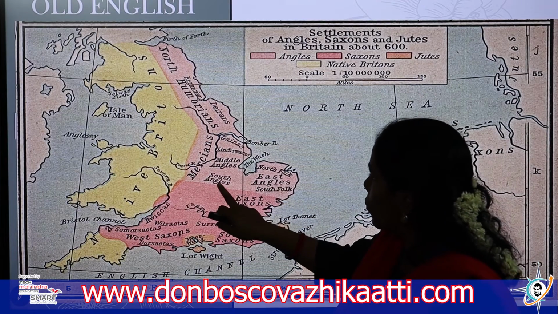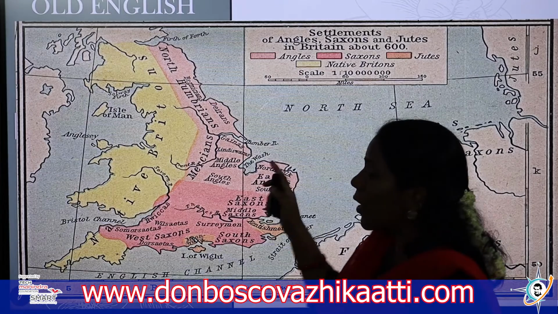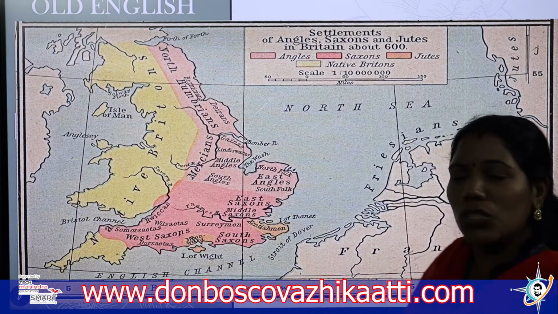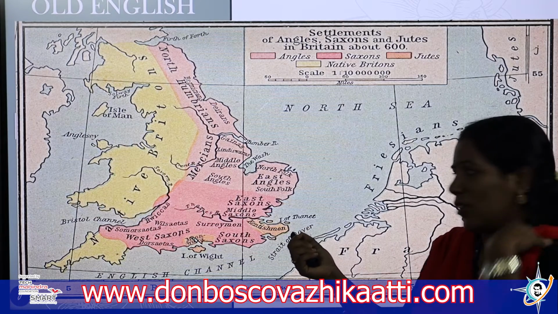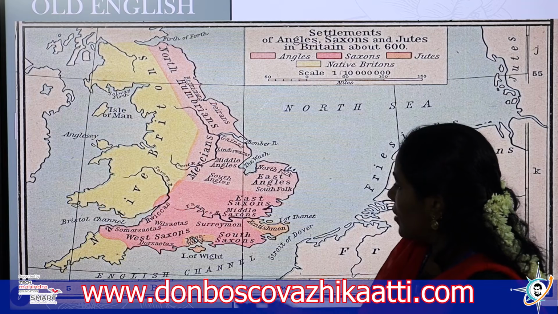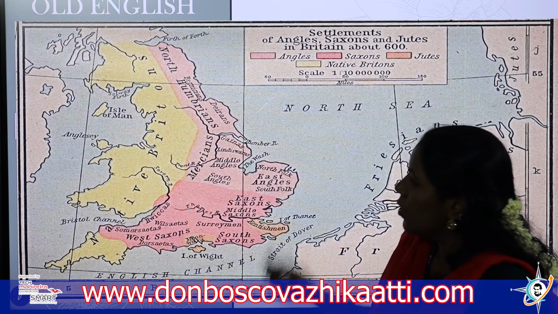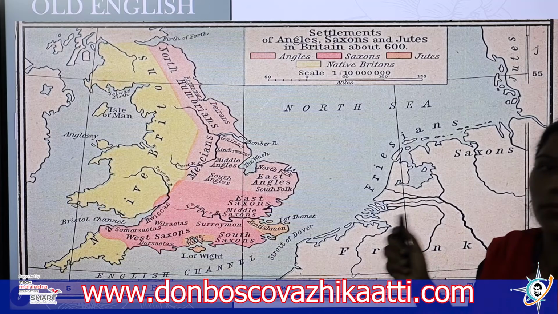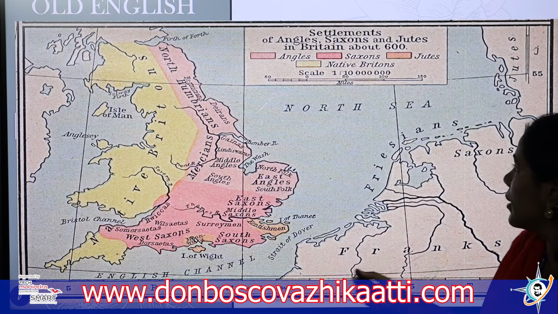So, Middle Angles, South Angles, East Angles we have. East Saxon. This map shows you a description of the settlements of the invaders, how they have settled in their places. Middle Angles, East Angles and East Saxons, and then West Saxons together and South Saxons together, right? So this is the oldest map of Britain that we have, showing how the settlers invaded England.